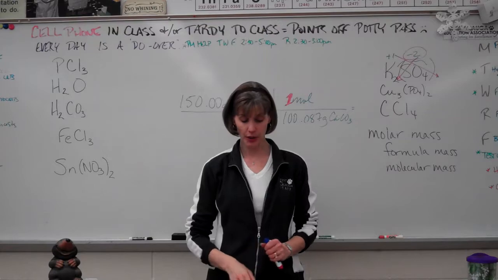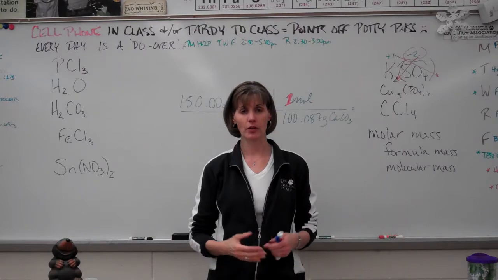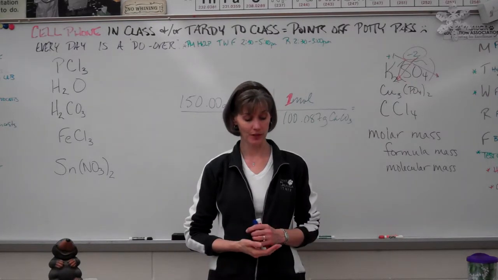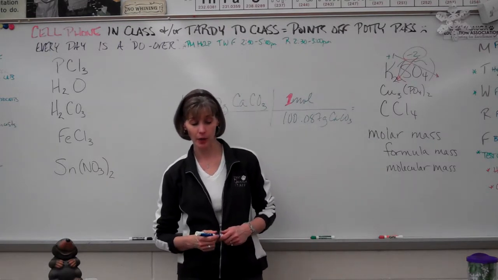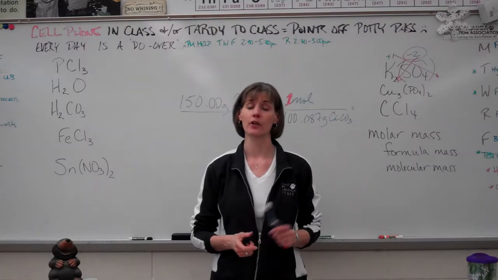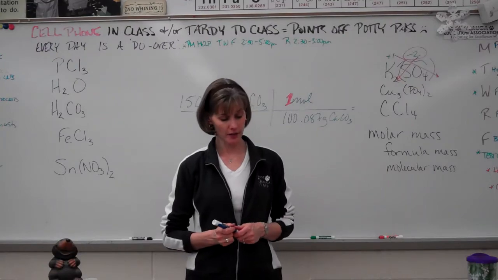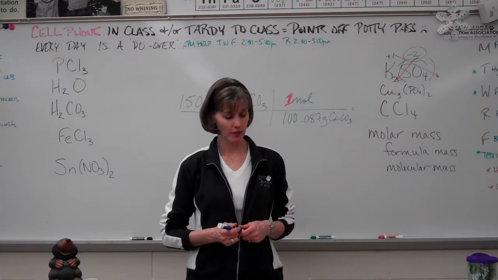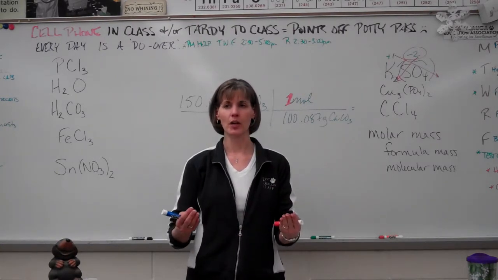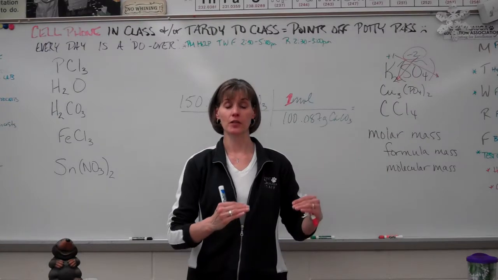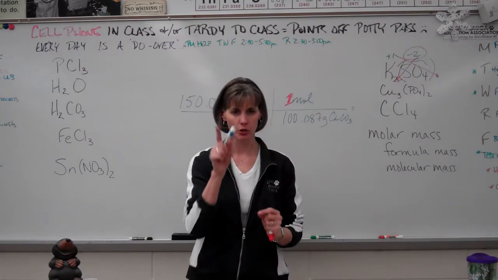Test hint number 38, how to define empirical formula. Simplest whole number ratio of the atoms in a compound. Easy peasy. 39, how to calculate empirical formula of a binary ionic compound when given mass percentages of the elements. I've already done a sample problem like that with the carbon and hydrogen. This is going to be a similar one that's maybe an ionic compound, but it's the same process. Assume you have a 100-gram sample, divide by atomic mass to get moles, do a ratio of moles, and that final ratio of moles tells you what your subscripts are.